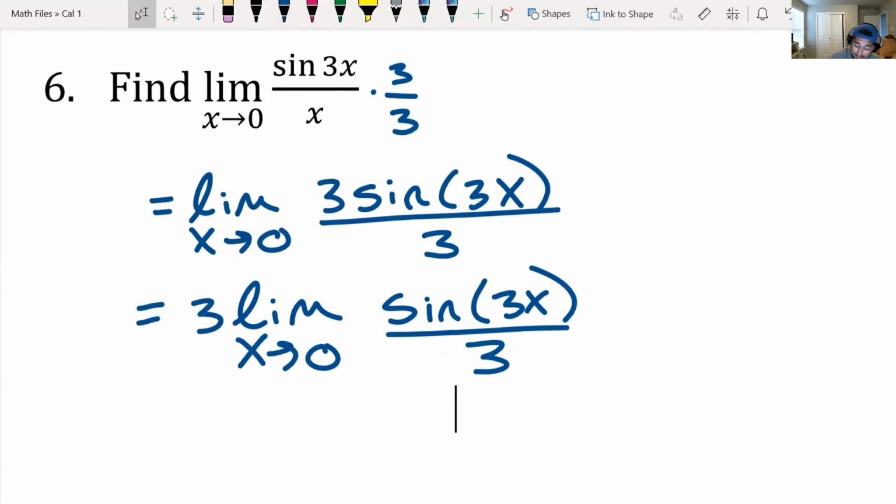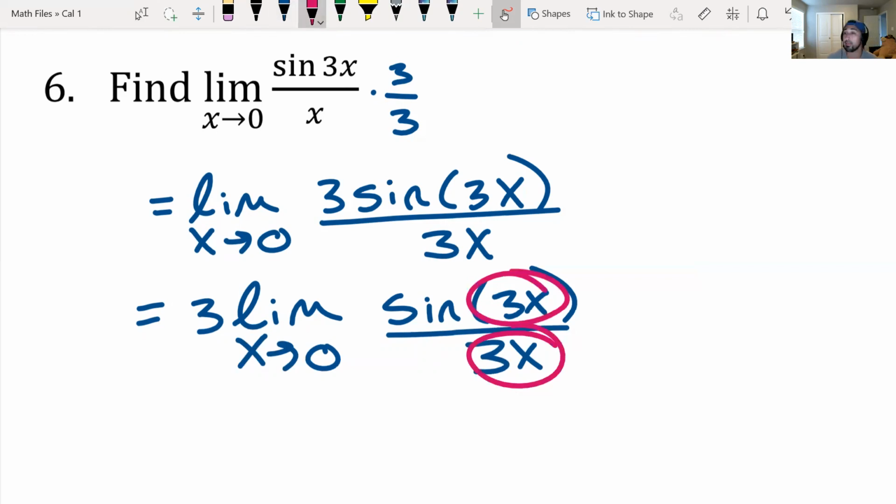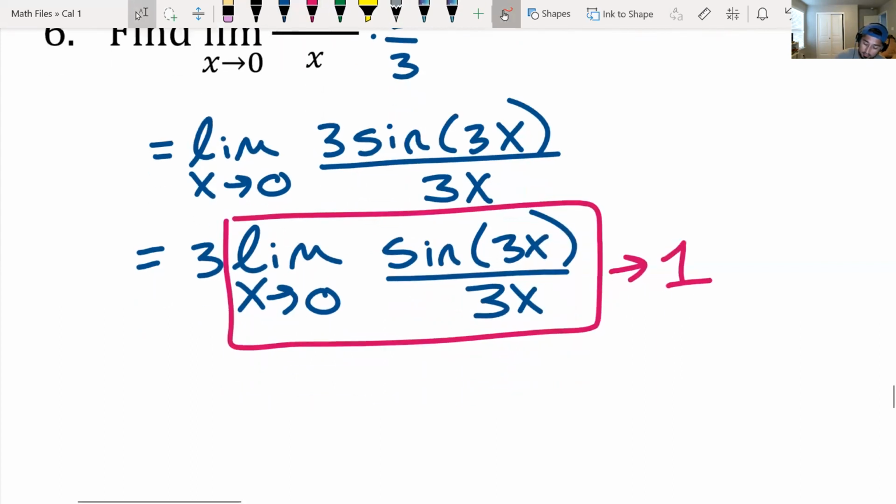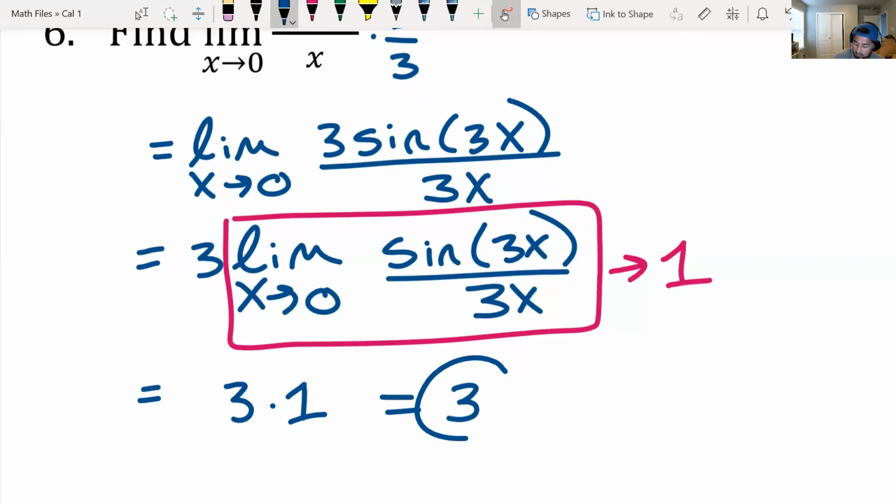And by our limit identity, since this value is the same as that, oh wait, what did I miss? I see it. Almost the same as that value. Don't forget that x. There you go. Now, since this value is the same as that value, we know that this whole limit is going to 1. So you'll get 3 times 1, or just 3. All right. Perfect.